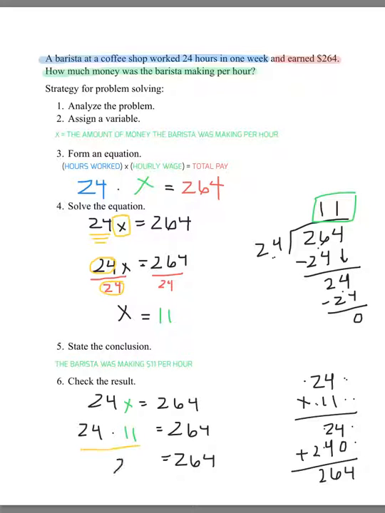So on the left-hand side, 24 times 11 is 264. And we always ask ourselves, is 264 equal to 264? In this case it is. It always is, actually. So therefore we know that our solution is correct.